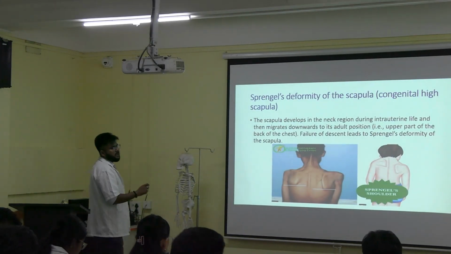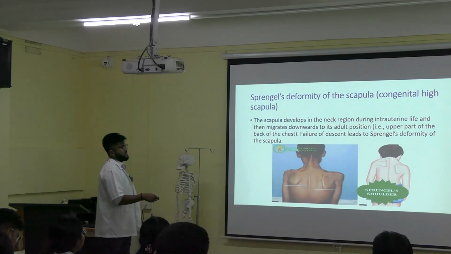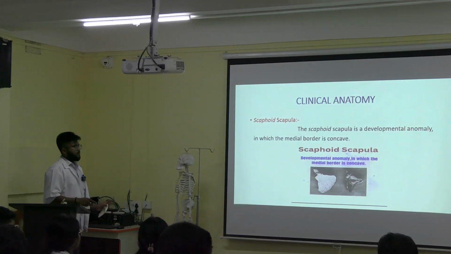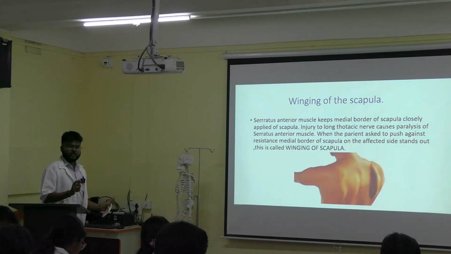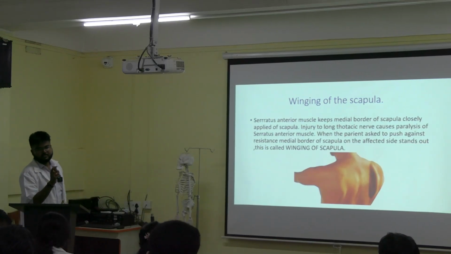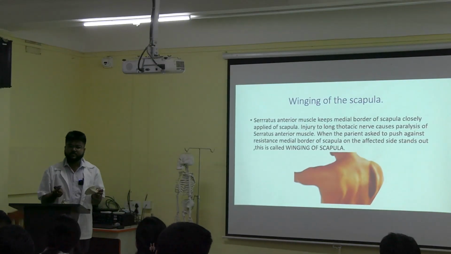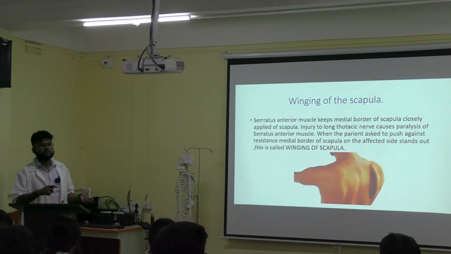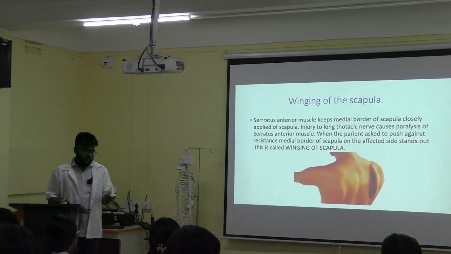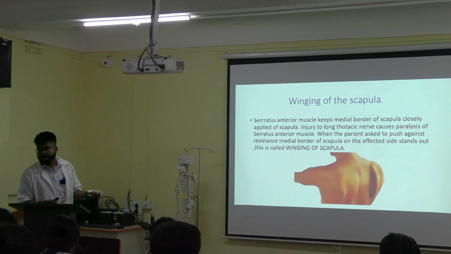Next one is Sprengel's deformity. Here the scapula is present in the neck region. These two are mainly developmental anomalies, but they are very important. Winging of the scapula comes as a short note, or the examiner may ask in the viva. You simply tell that the serratus anterior muscle is paralyzed because of paralysis of the long thoracic nerve, and the long thoracic nerve gets injured by conditions like injury or mastectomy surgeries. So the medial border is prominent here, and this condition is called winging of the scapula.